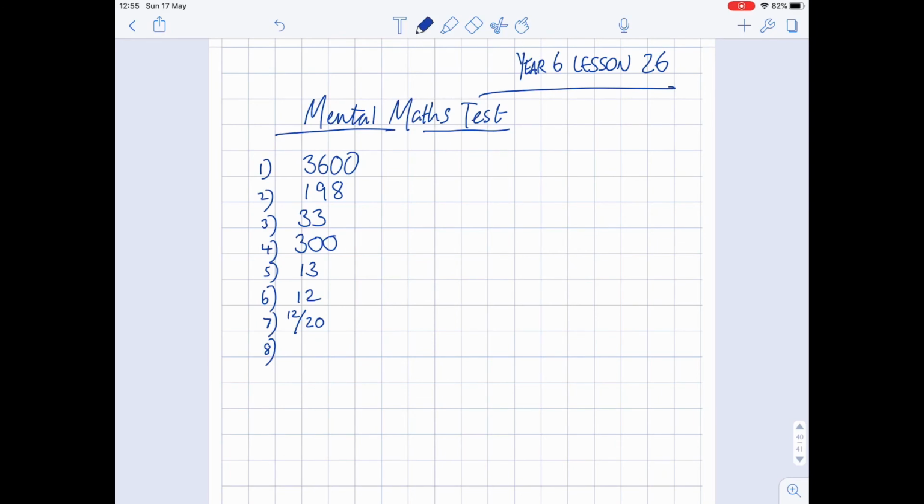Split £12.18 equally between 3 people. Okay, so there's a few ways of doing it. Quickly, I would have gone, right, well, can I split 12 between 3 people? Yep, they all get £4. Can I split 18 pence equally between 3 people? Yes, they all get 6p. Add those together, I get £4.06.